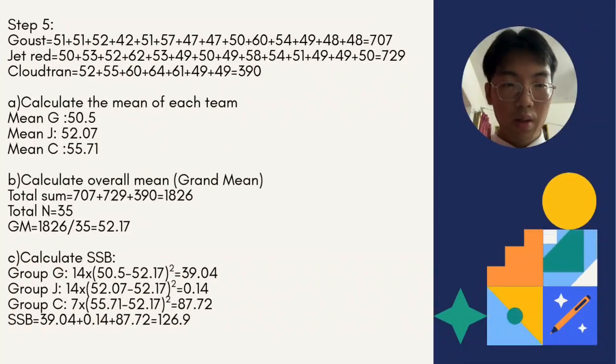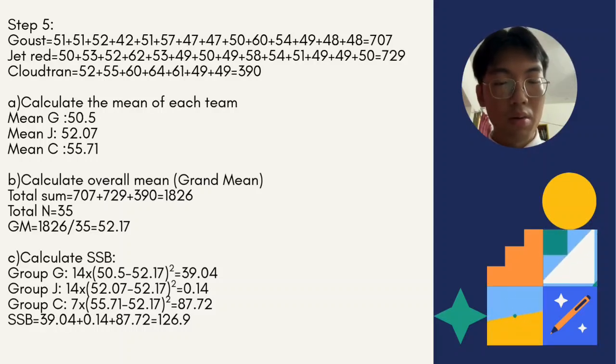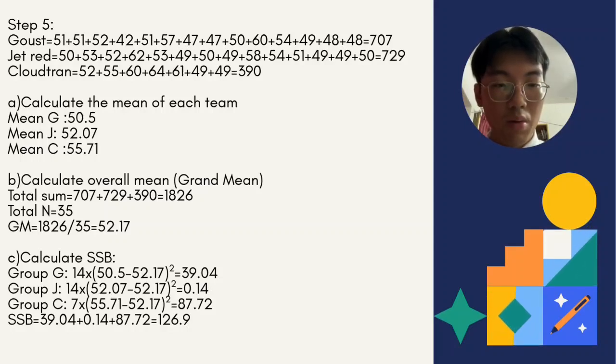Alright, so for step 5, we need to calculate the mean of each group first. So the mean of G is 50.5, the mean of J is 52.07, and the mean of C is 55.01. After that, we need to calculate the overall mean, the grand mean. So we need the total sum of all of these groups. So we can get it is 1826. So the total of n is 35. So the GM we can get it is 52.17.